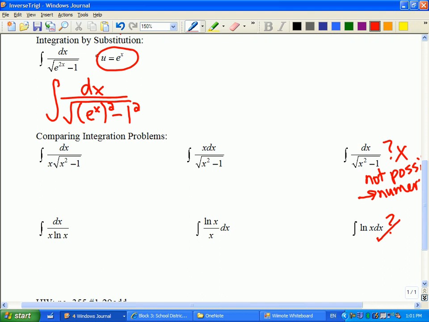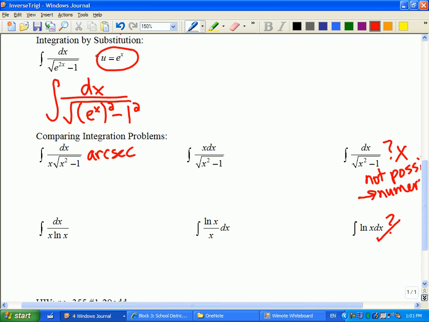For example, in the first two, they look very similar. There's just slight differences. But what technique would you use? So what do you think? In the first one, we've got techniques like substitution, inverse trig, natural log. What do you think? Inverse trig. Yeah, that one looks like inverse trig to me. Which one would you recognize this as? Good. What about the next one?